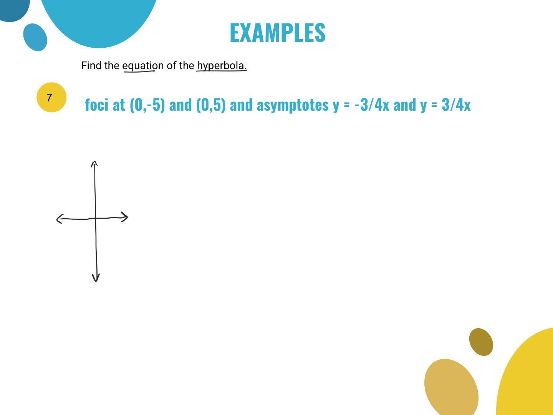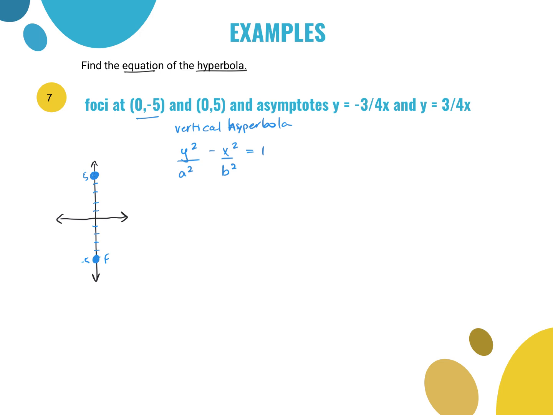So again, I look at what they give me, and they tell me that the foci are at 0, negative 5 here, and at 0, 5. So what you're going to notice is it's on this vertical axis, and so I know that this is a vertical hyperbola, okay? And what that means is that the y squared is going to be first, over a squared, and the x squared is going to be over b squared. Remember, the first term is always over a squared.